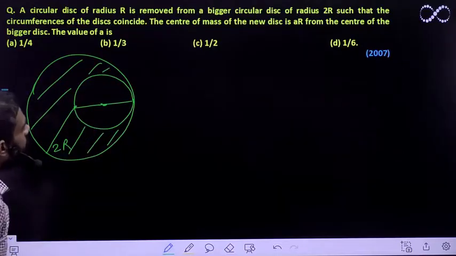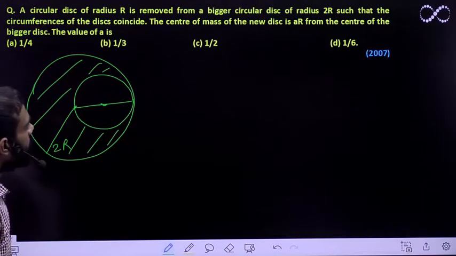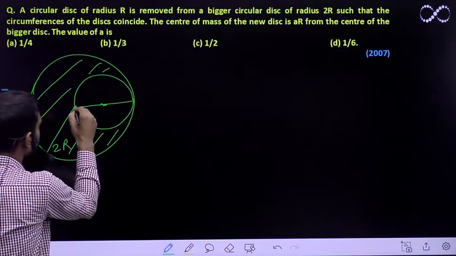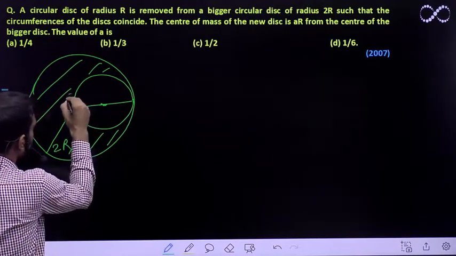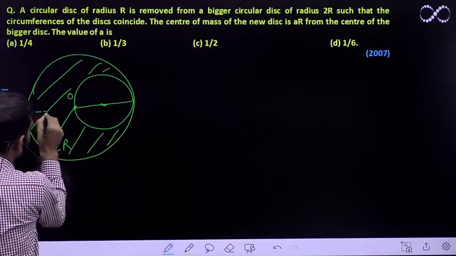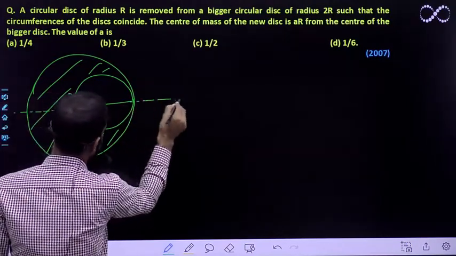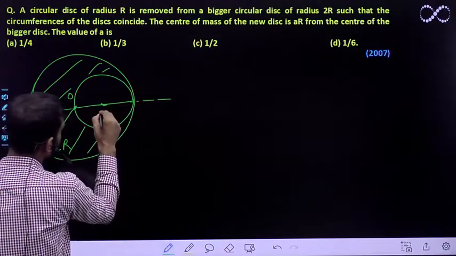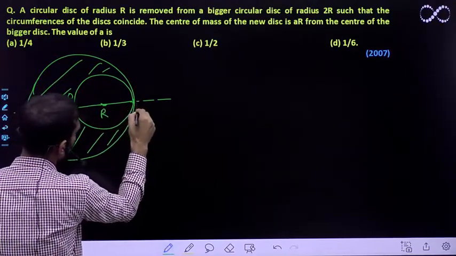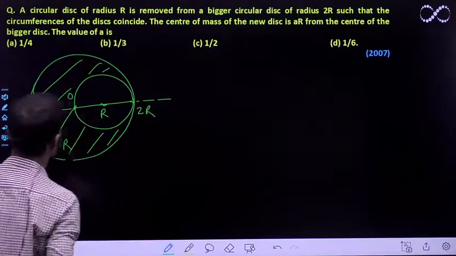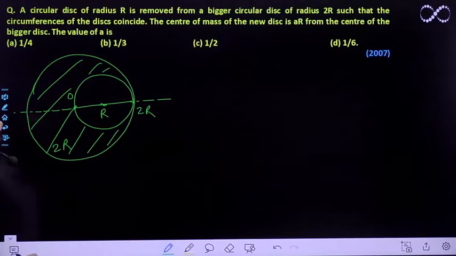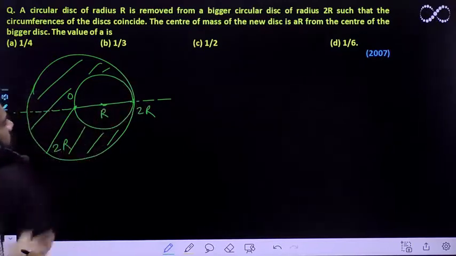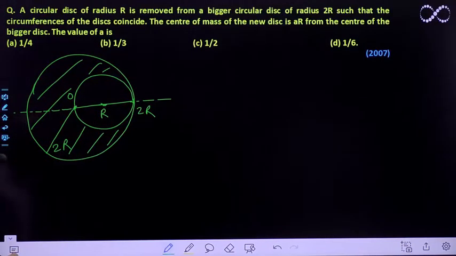Now it is saying the center of mass of the new disk is AR from the center of the bigger disk. So let us call this the center of the bigger disk. I am calling this point O, and I am taking this as the x axis. So this is 0, the position of this point will be R, and the position of this point will be 2R. Now, what is the value of AR?